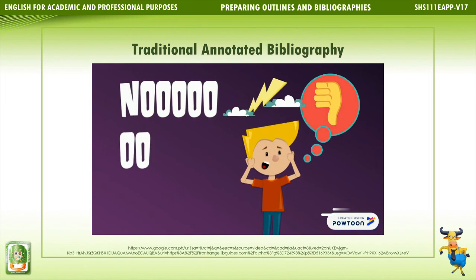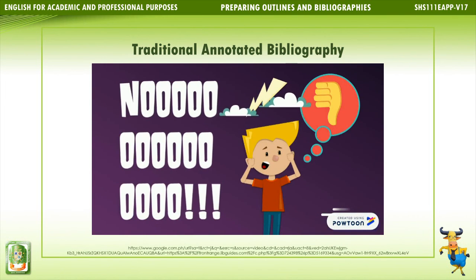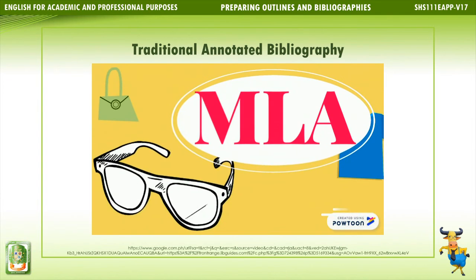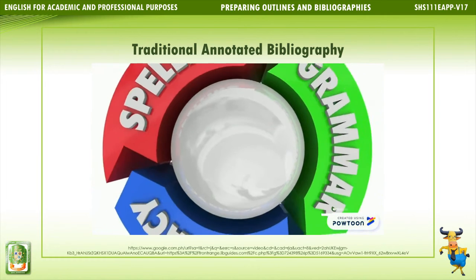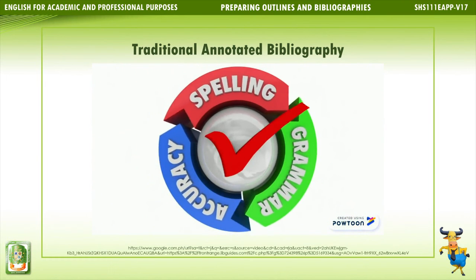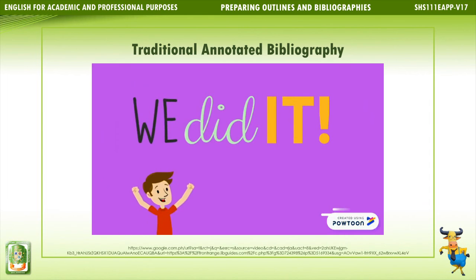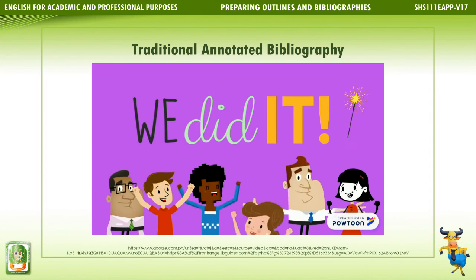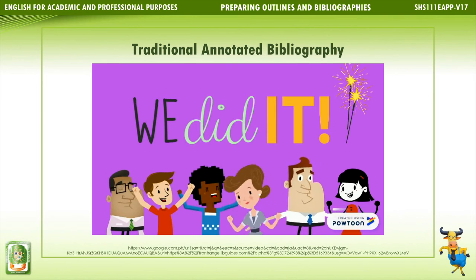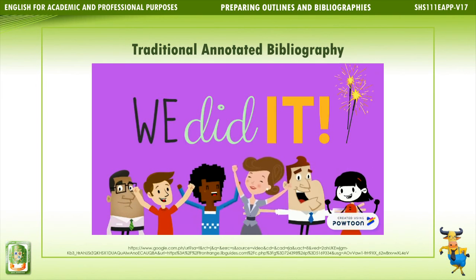First, you need to repeat the process for any remaining sources. Then, give your annotated bibliography a good proofread to ensure you have followed MLA style exactly and there are no spelling or punctuation errors. And voila! Just like that, you've completed your annotated bibliography. Pat yourself on the back, shout it from the rooftops, and throw yourself a party. You did it!